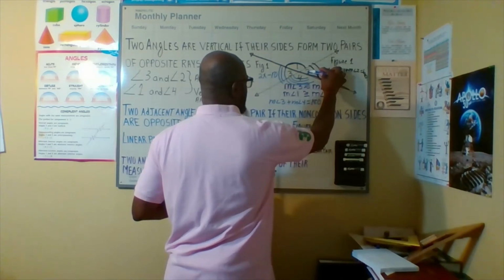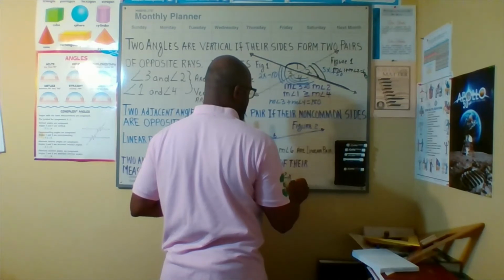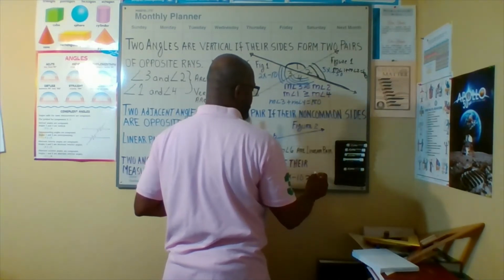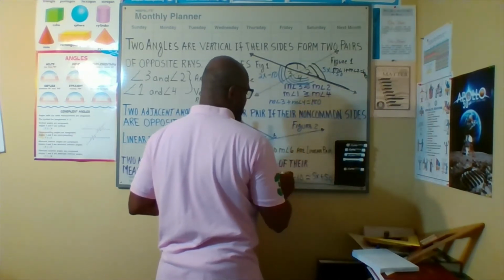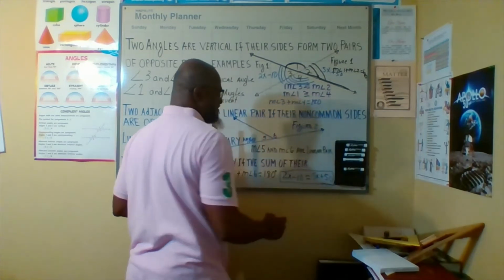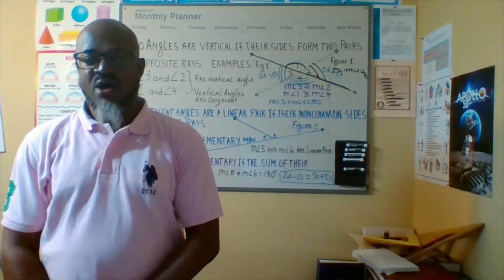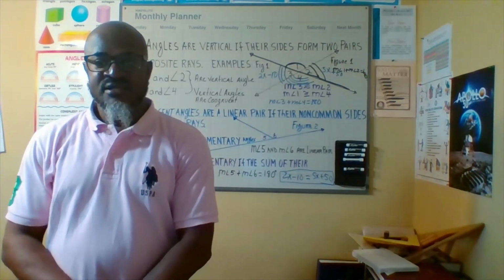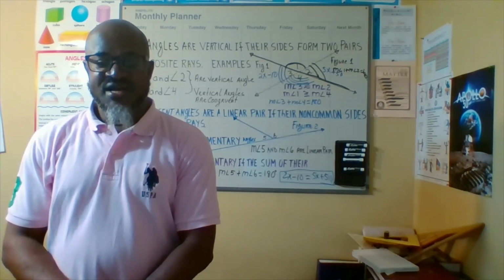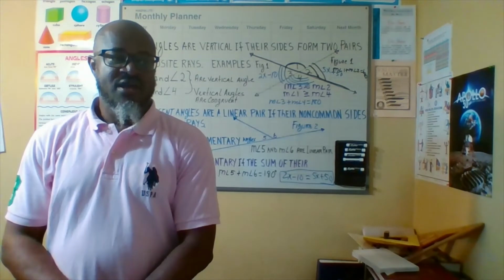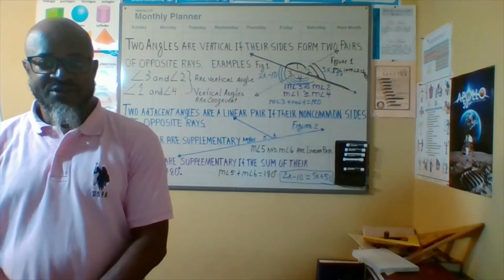Since measure of angle 2 is equal to measure of angle 3, you have to set those two expressions equal: 2x minus 10 is equal to 5x plus 50. That's our equation. Now you have to solve for it. From algebra 1, from prior knowledge, you need to know how to solve an equation with variable on both sides, which is one of the concepts you're going to see the most in geometry. So know how to solve.